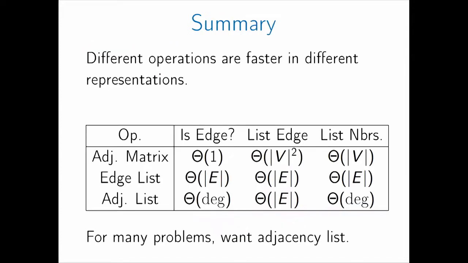Okay, so we have these three ways of representing a graph. And it turns out that different basic operations you want to perform could be faster or slower depending on which representation you have. For example, if you want to determine if there is an edge between a specific pair of vertices, this is very fast in the adjacency matrix representation. All you have to do is check the appropriate entry of the matrix, see if it's 0 or 1, and that's your answer. Constant time.